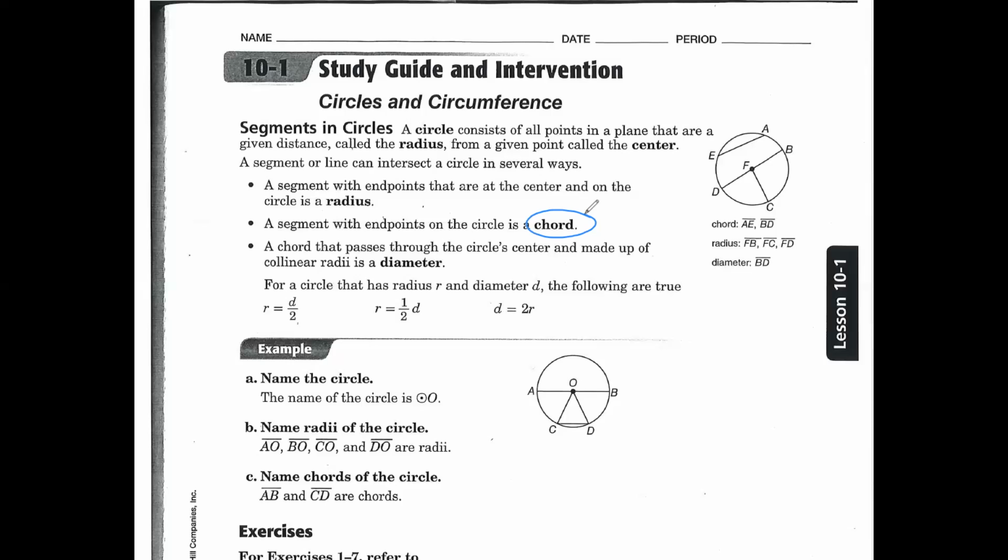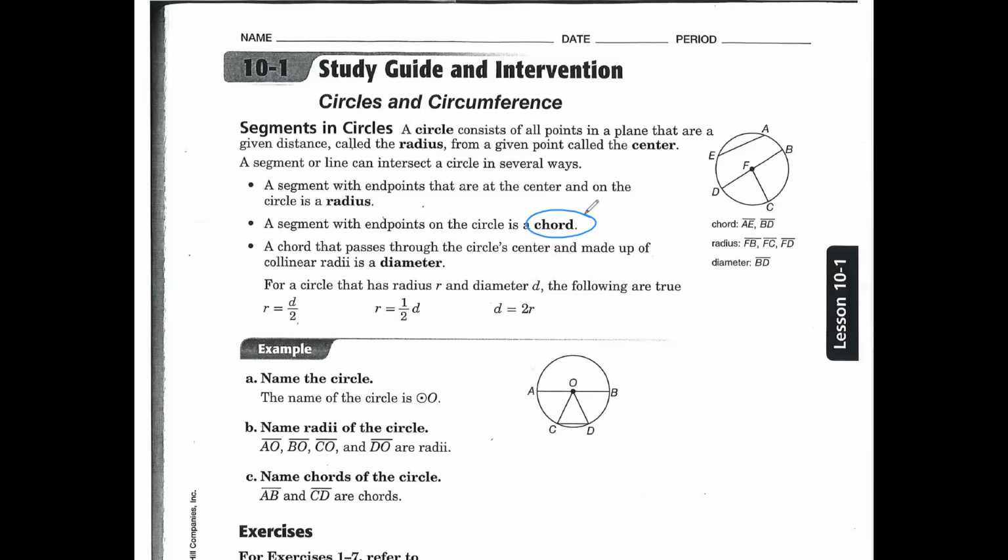So name the circle. Well, the point in the middle is O. We name the circle based off that center point. So this is circle O. And it's just a picture of a circle with the letter O next to it. Name the radii. Radii is plural for radius. So if it says name the radii, it's asking for more than one. Now, any one of these segments that come off the center point and go to the side of the circle, those are the radii. So AO, CO, DO, and BO are all radii.